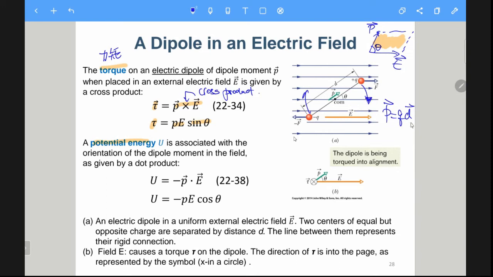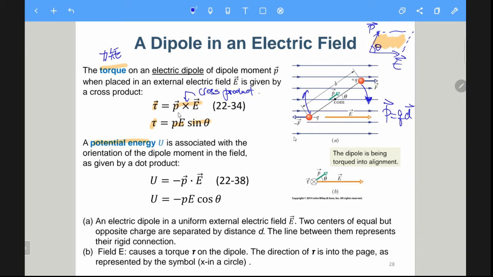Okay, maybe it's hard to show, even if I open the camera, so you can try to imagine it like this. This one tries to push to the right, and this one tries to push to the left side. So this will try to rotate.